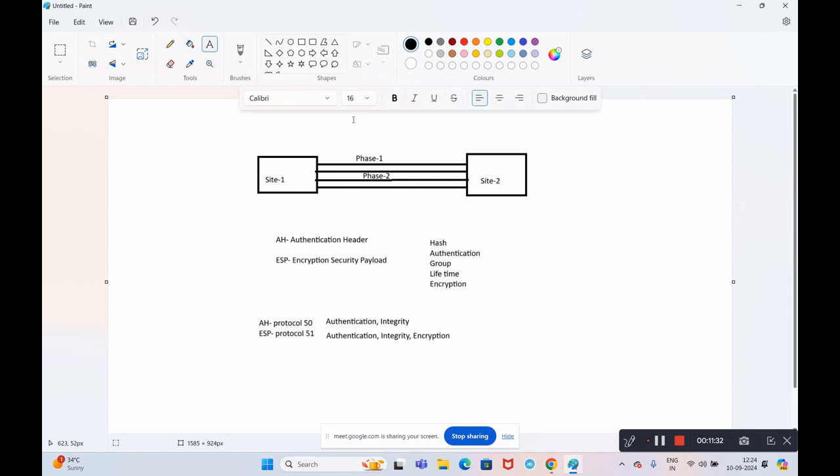Okay, sure. Actually, why do we use phase 1? For secure management traffic, as well as the secure tunnel to develop phase 2. In phase 1, the parameters that are exchanged are hash, authentication, group, lifetime, and encryption. These are the parameters exchanged between site 1 and site 2. These parameters must compulsorily match.